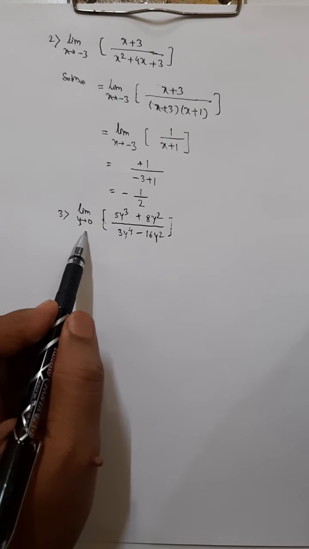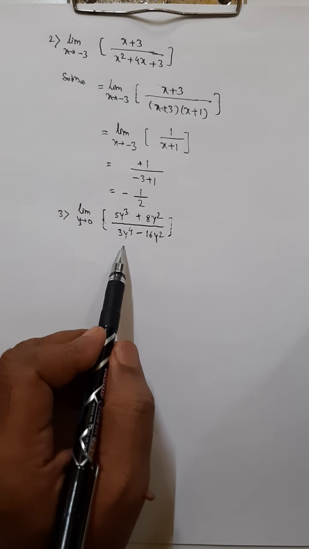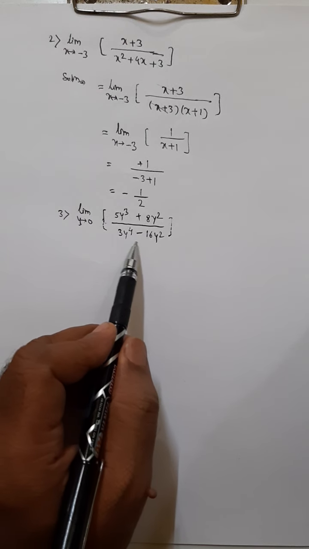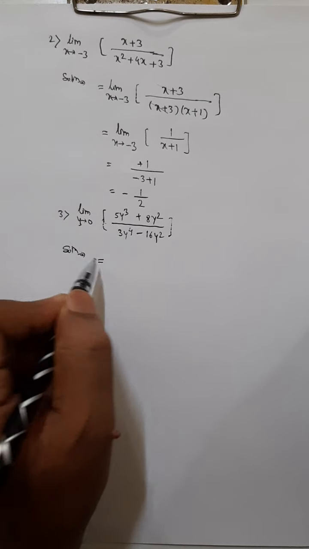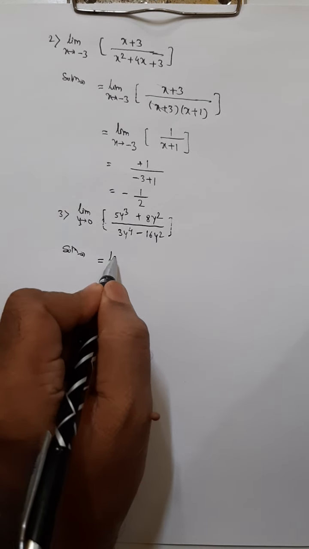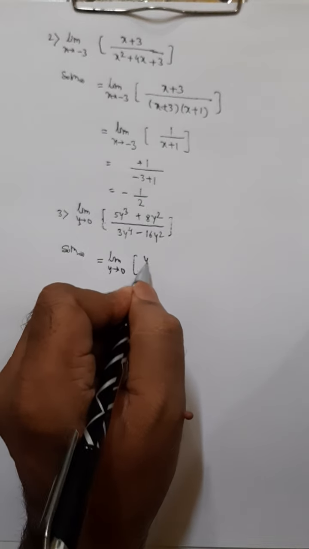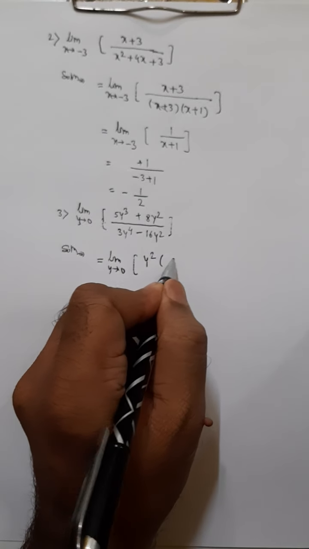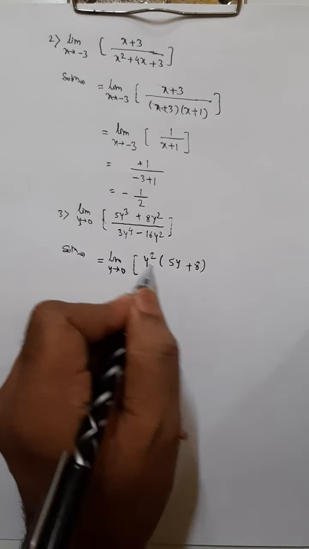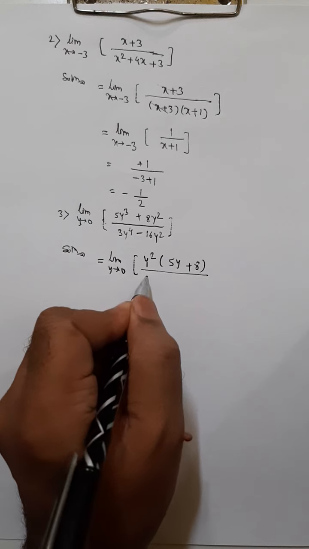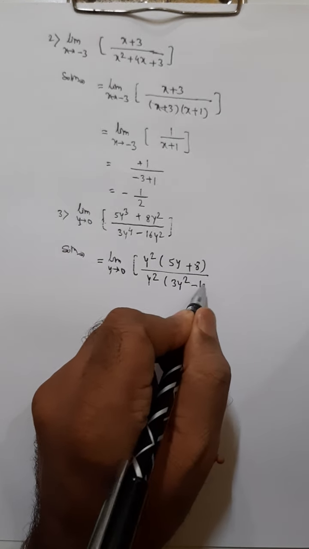Next, evaluate limit as y tends to 0 in bracket (5y³ + 8y²) divided by (3y⁴ − 16y²). Observe here numerator and denominator. So we can take common here. From numerator we can take y² common in bracket 5y + 8. From denominator also we can take y² common in bracket 3y² − 16.